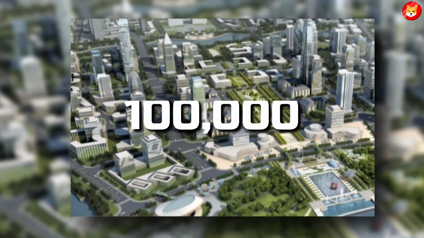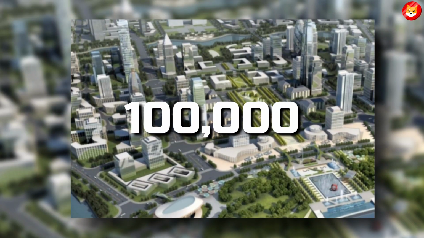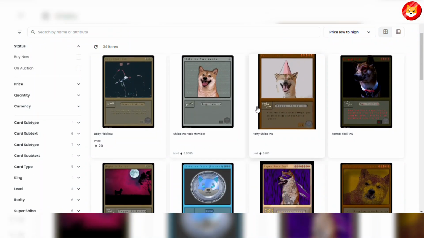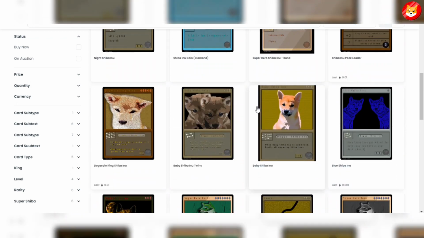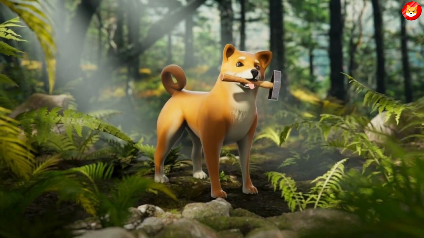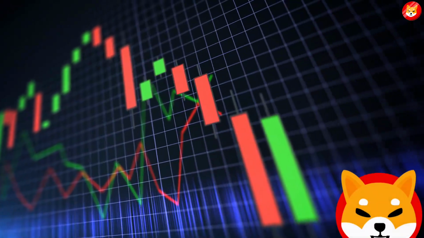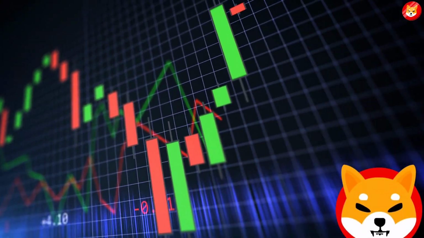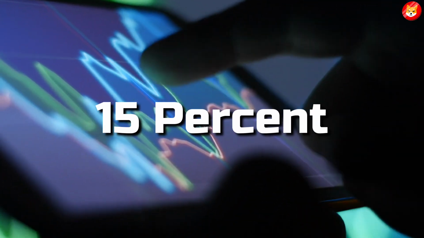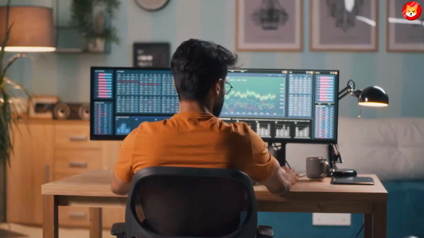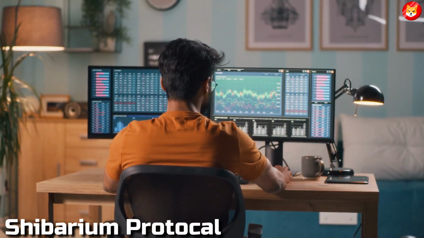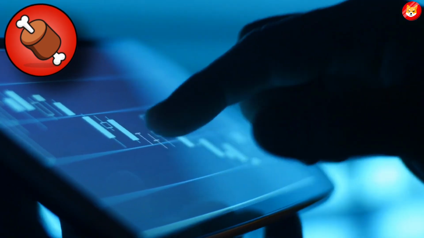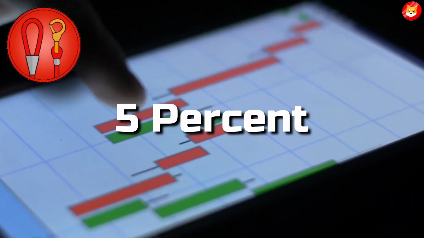The team is separately building a metaverse project with 100,000 land plots as virtual real estate. According to the blog post, the Shiba Inu collectible card game, which is in the development phase, will live in Shiba's metaverse. Shiba Inu's SHIB token traded flat in the wake of the news, but surged almost 50% in a week in June amid speculations about its Shibarium protocol. ShibaSwap's Bone token is up 6%, and Leash rose 5% in the last 24 hours.